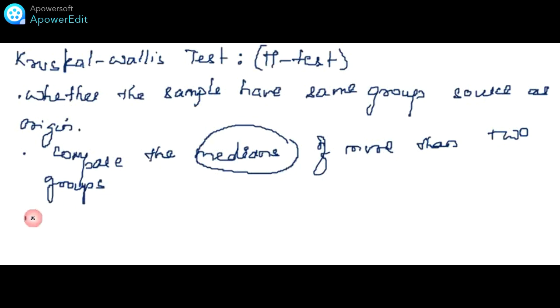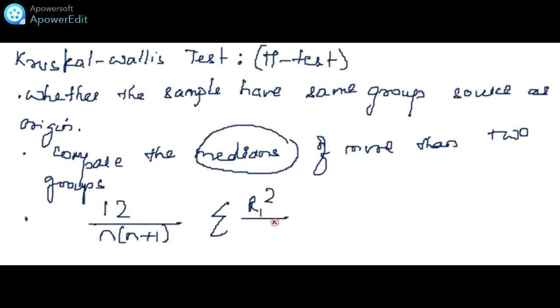Okay, so in case of the Kruskal-Wallis test, when the measurement is taken at the category level, it is very important for comparing three or more groups based on a dependent variable. Okay, and this Kruskal-Wallis test is represented by the formula 12 by n plus 1 summation of r1 square by n1 minus 3n plus 1.